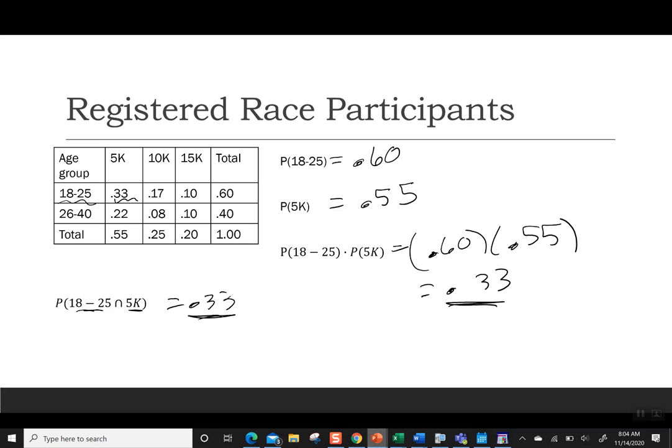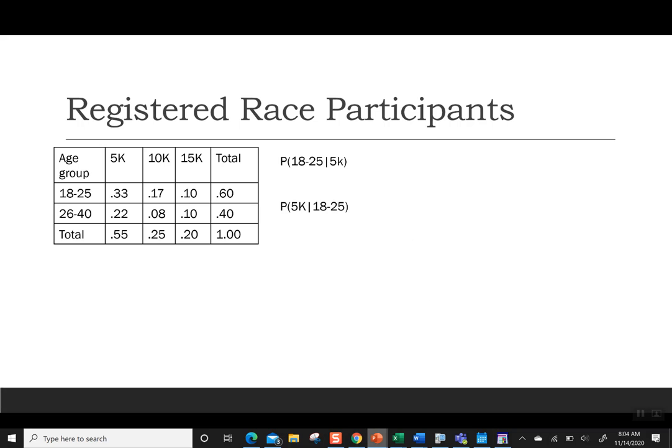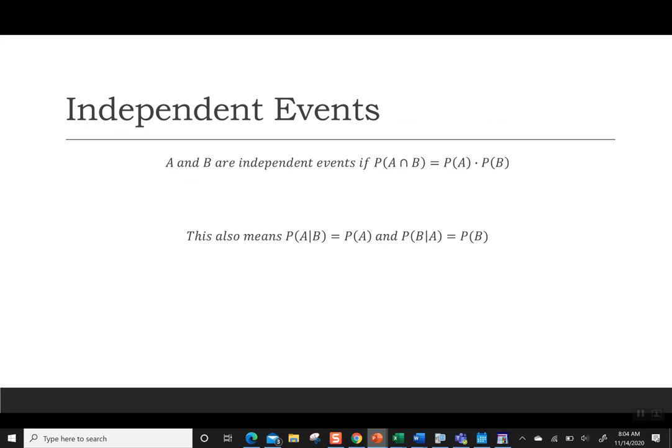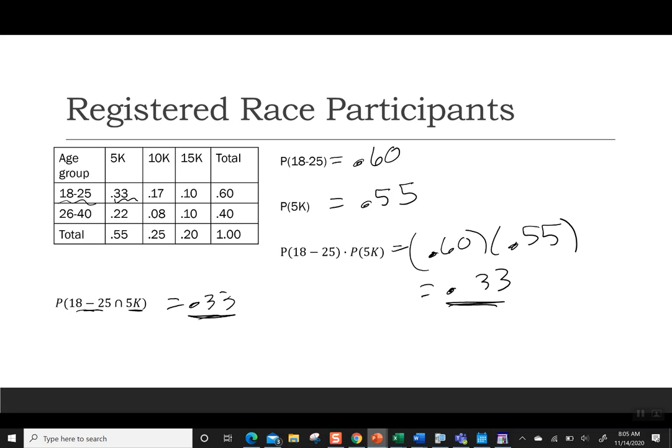This tells us something about this particular data, and it says this data shows that in this particular situation, being from 18 to 25 or being in the 5K, we're independent. And here's what that means. A and B are independent events if the probability of A times the probability of B is the probability of A times B. And that's what I just showed you, that when I multiplied the probability of 18 to 25 times the probability of 5K, I got the same thing as doing the intersection.